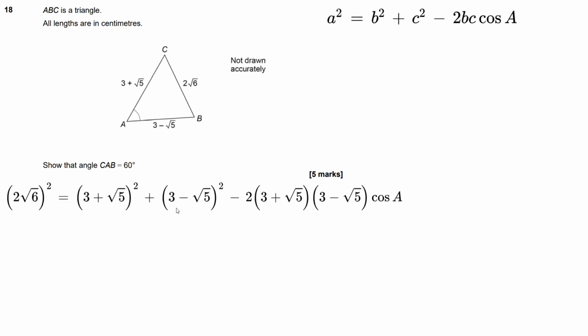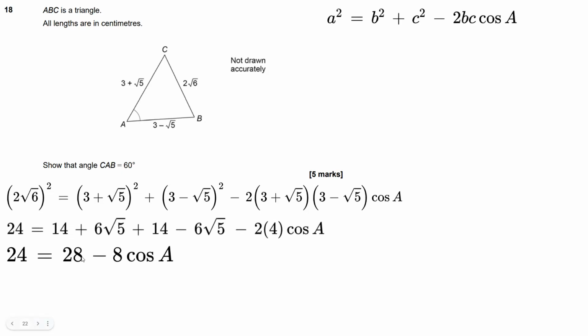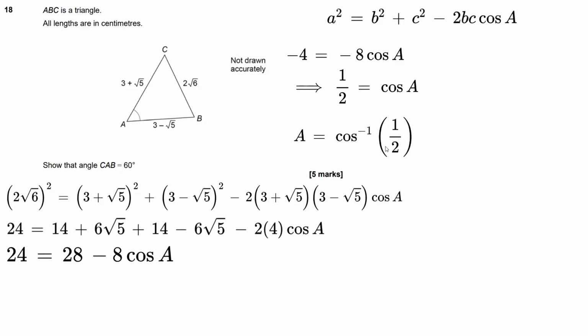You'll get this. This is a mess, but just expand very carefully. You can notice that lots of things will cancel. So all of this mess just becomes this. Take away 28 from both sides to get this. Divide by minus 8, so you get minus 4 over minus 8, which is just a half, equals cosine A. Inverse cosine of both sides. This is an exact value that you should know. And that's 60 degrees. And that's it, you've shown it for 5 marks.